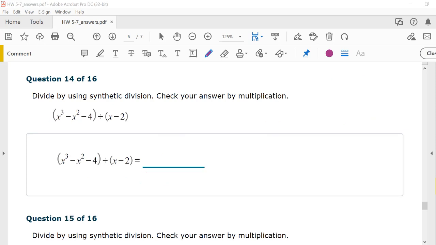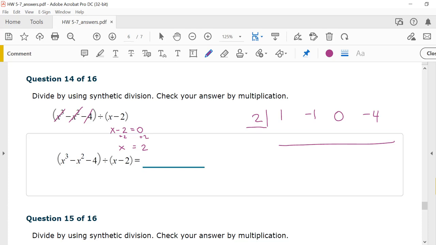Number 14, divide using synthetic division. All right, let's go set it up again. X cubed, the number out front is 1. Negative x squared, so the number out front is negative 1. I don't see an x term, so I have to put a 0. And then the constant is negative 4. If I solve x minus 2 equals 0 for x, I'm going to add 2 to both sides. So I get x equals 2. 2 goes in the little half box.